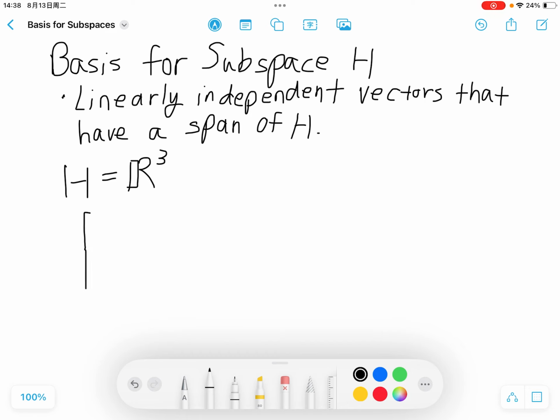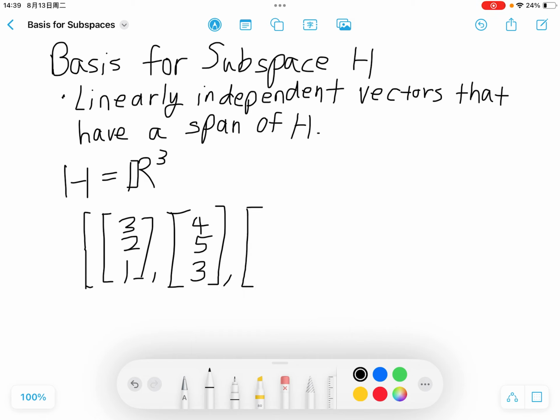So I want to figure out whether or not these vectors, (3, 2, 1), and another vector (4, 5, 3), and another vector (-1, 2, -5), can be a basis of R3 or H. So are these a basis of R3?